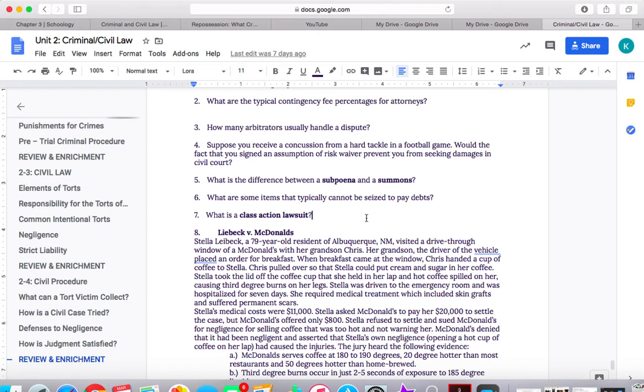Number seven, what is a class action lawsuit? Well, this is when you have a large group of people coming together for one lawsuit, and usually has one person at the head of the forefront of it, but looking for a whole huge group to collect. So, for example, if a group of people wanted to sue a cigarette manufacturer, they could all sue. And if they, as a group, were awarded $10 million, then they would divide it up amongst the group.